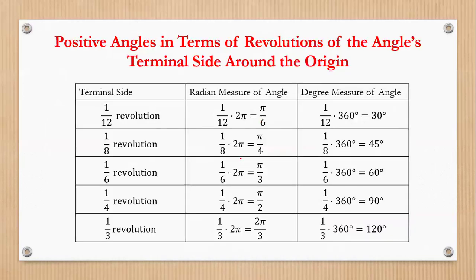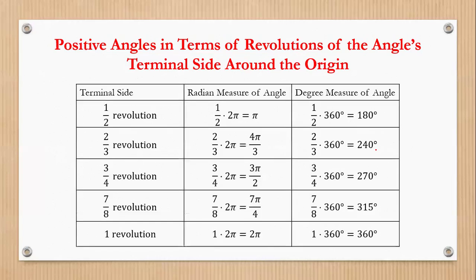And in these tables, you can also see the number of revolutions. For example, if we have 1/12 revolution, that means we have pi over 6 in radians, which is 30 degrees in degree form. If we have 1/8 revolution, 1/8 times 2 pi is pi over 4 radians, which is 45 degrees. And you can see all of the angles in degrees and radians based on the number of revolutions in these tables.